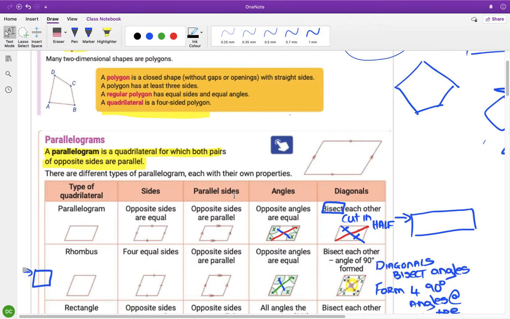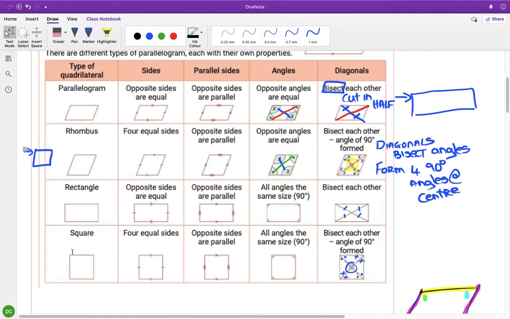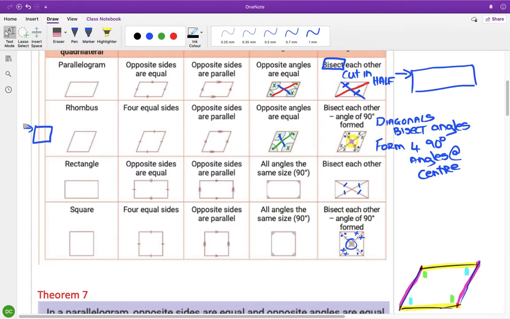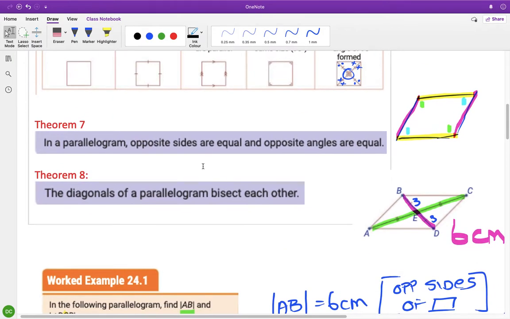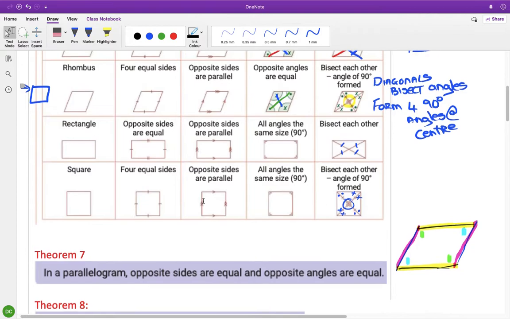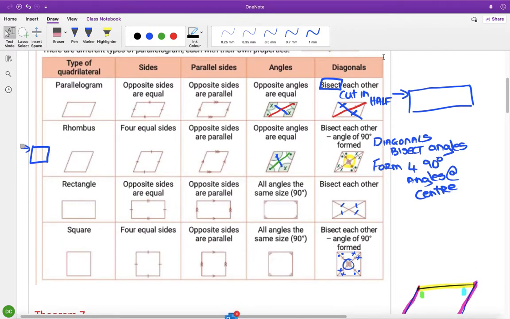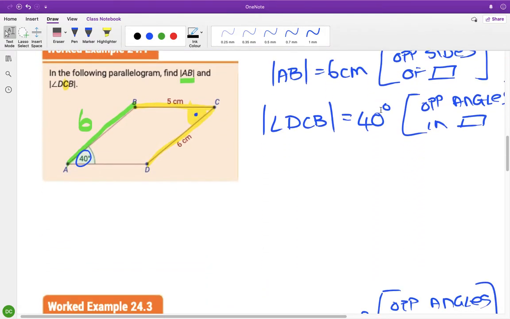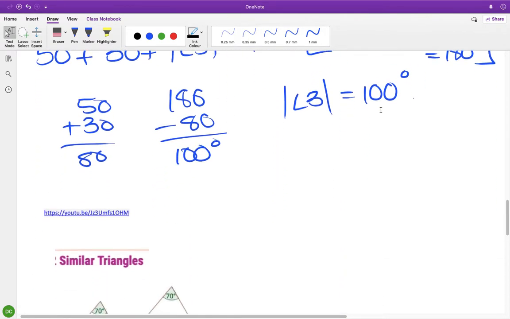But these are my notes, so this is what I went through with you. We went through parallelograms, different types of parallelograms and important points about their angles and lines. And we did theorem 7 and theorem 8. So we learned that in a parallelogram, like my little picture over here, opposite sides are equal and opposite angles are equal. And we learned that the diagonals of a parallelogram bisect each other. And I think up here we learned that bisect was to cut in half. That's what bisect meant.